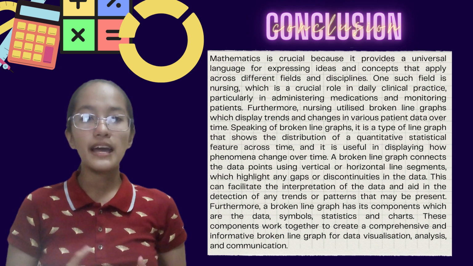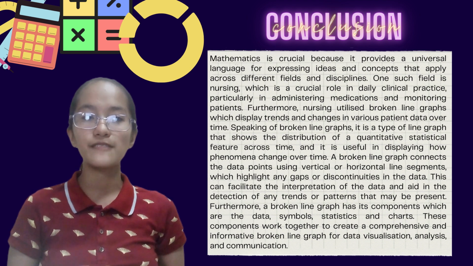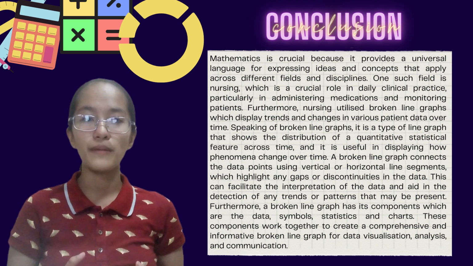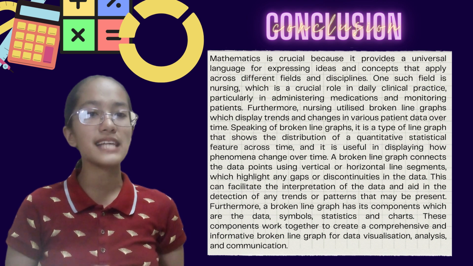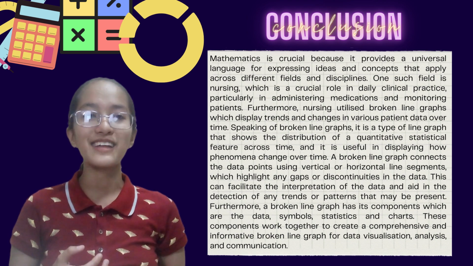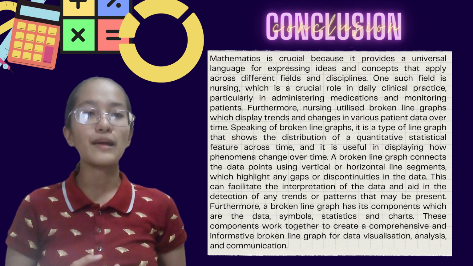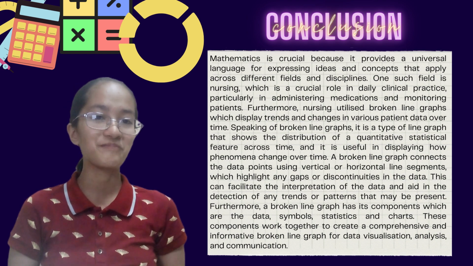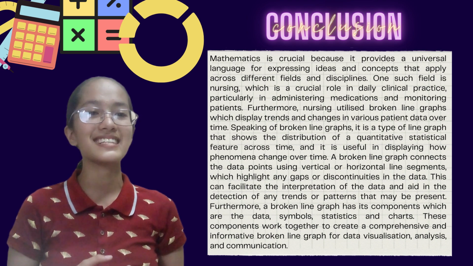Speaking of a line graph, it is a type of graph that shows the distribution of a quantitative statistical feature across time, and it is useful in displaying how phenomena change over time. The purpose of a line graph will be determined by the exact data being presented. A broken line graph may be the best way to display information in some circumstances. A broken line graph connects the data points using vertical or horizontal line segments that highlight any gaps or discontinuities in the data.